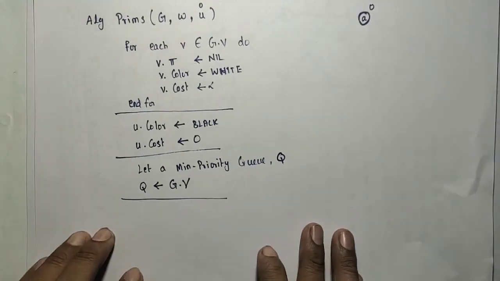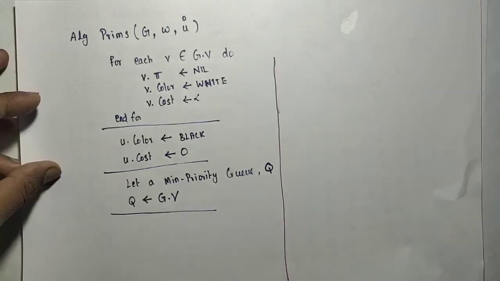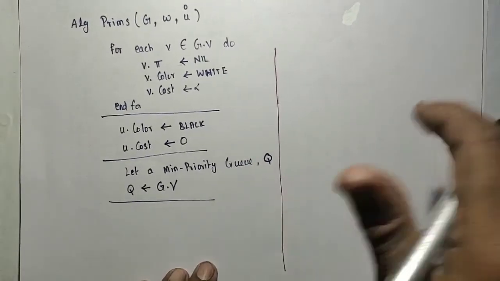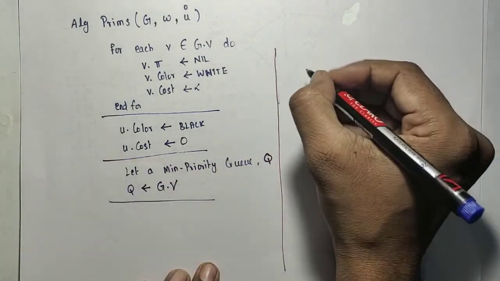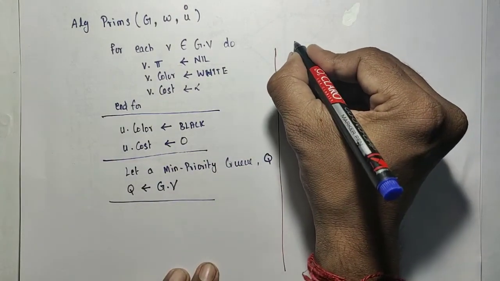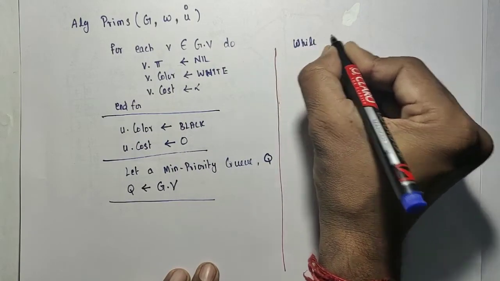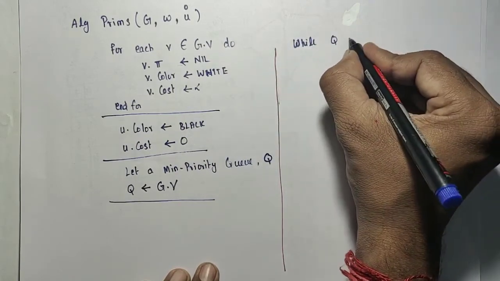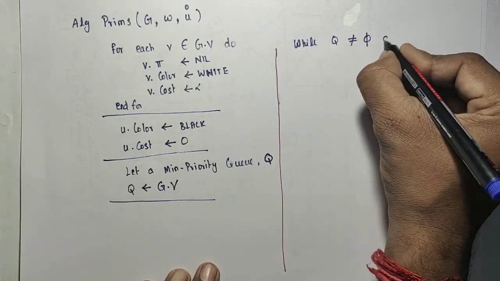Okay, so that we have to write. Now the iteration is going to be started. While the queue is not empty, the iteration will be continued. While the queue is not equal to empty, do the following.